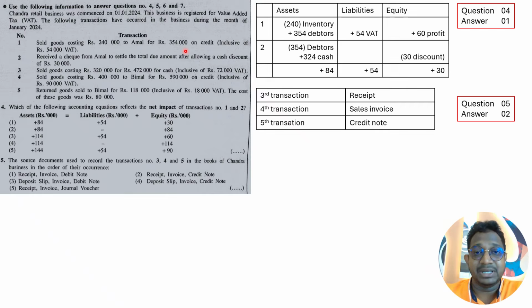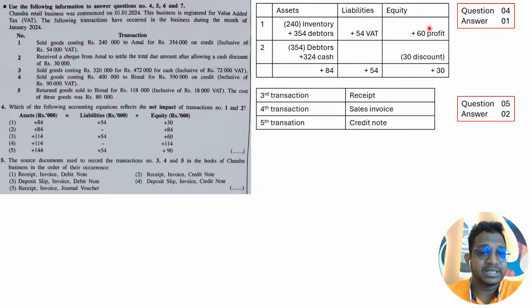So what is happening here? You are selling 240 worth of stock for 300. The net sales value after excluding VAT is 300. From that you are getting the profit of 60, and that profit you should add to the equity.